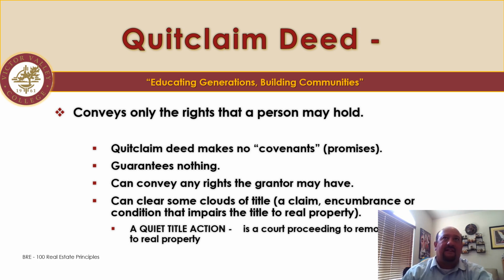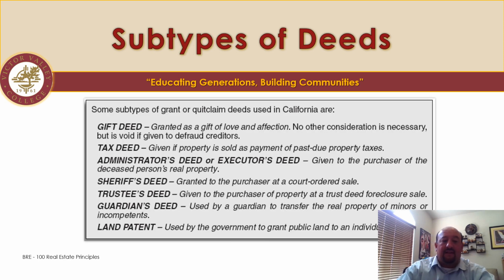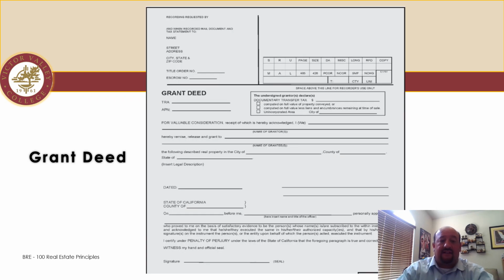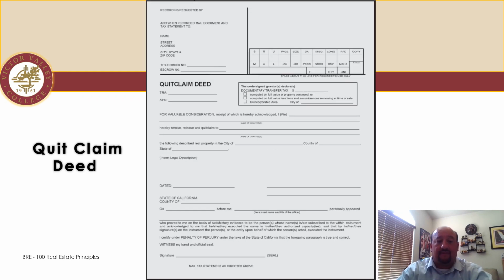Okay, quitclaim deed. You may hear people talk about a quitclaim deed. All it means is I have no interest in the property. So whoever signs the quitclaim deed is letting everybody know that this property is not mine. So any type of rights that you might have, you no longer have after a quitclaim deed. Now, here are several types of deeds. Please read and understand what those deeds would be used for. And then here's an example of a grant deed and a quitclaim deed.